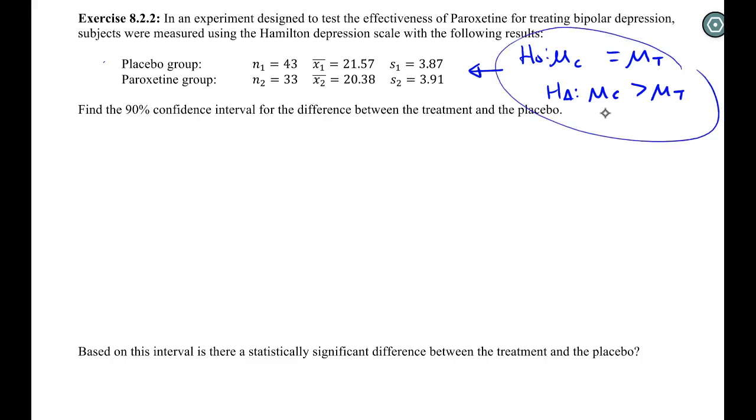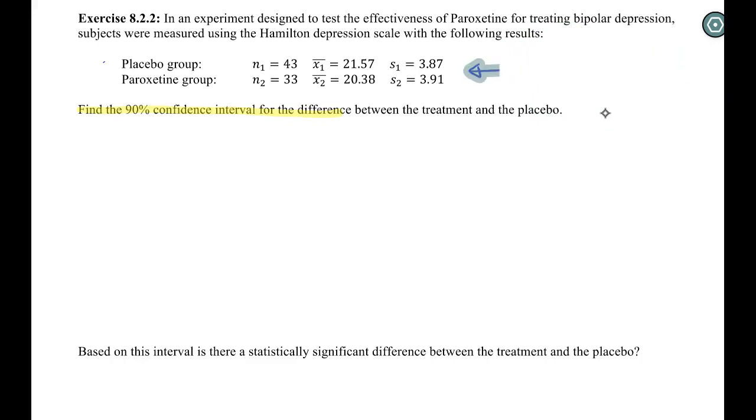However, we've been told to go ahead and find a 90% confidence interval for the difference between our treatment and placebo. Now, since we've been given a direction here, or an ordering, difference between the treatment and the placebo, what we're trying to find is a confidence interval for the mean of the treatment minus the mean of the placebo, or the control.